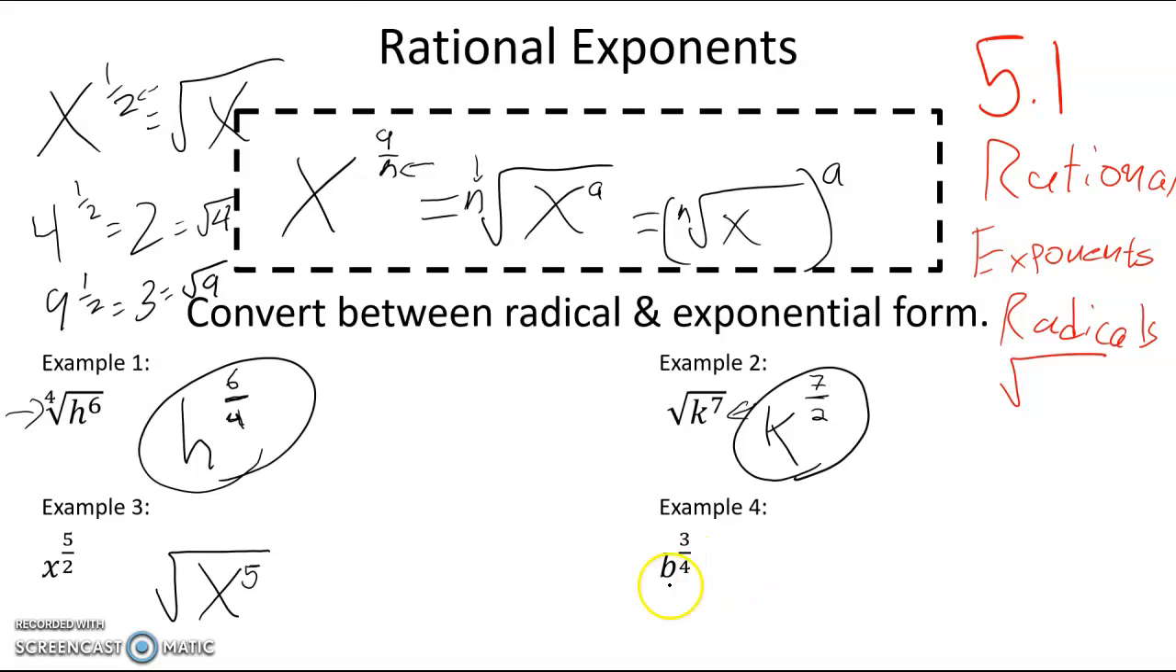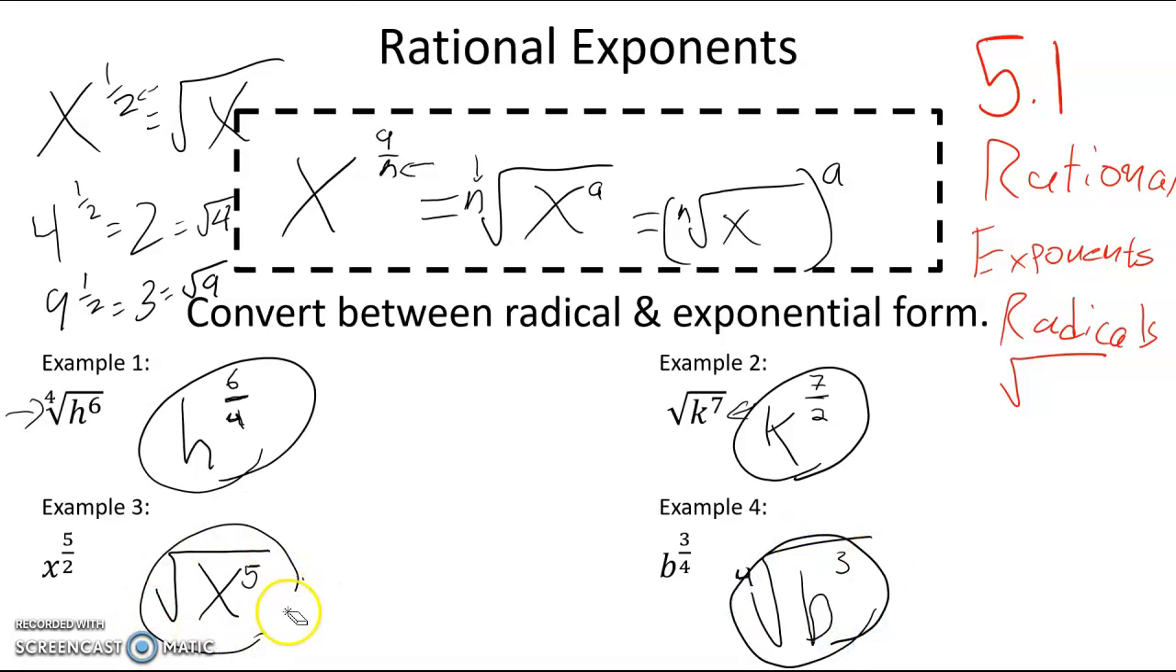And if we go over here, again going from exponential form to radical form, we're going to do a root there. The bottom number of our fraction is the number of our root, so that goes on the outside here, the 4th root of b to whatever power the top is. So it's going to be b to the 3rd power on top.